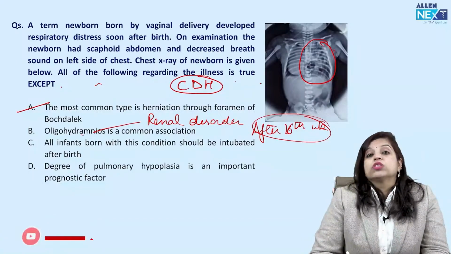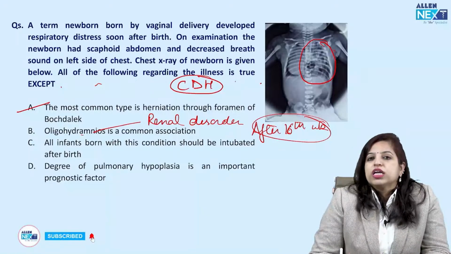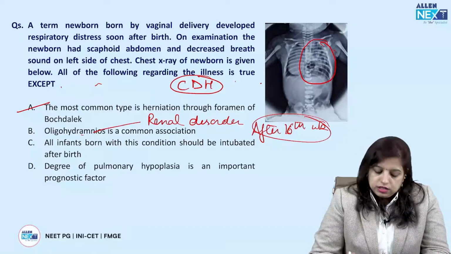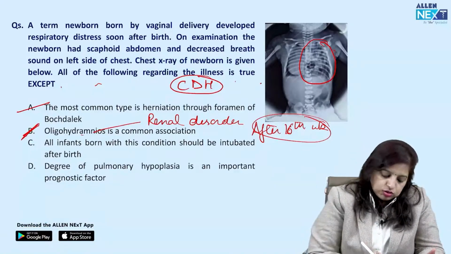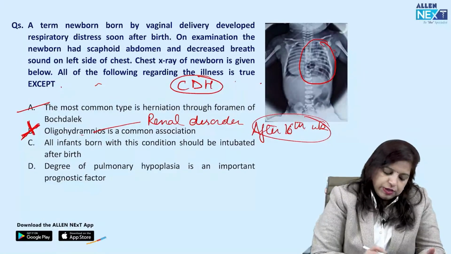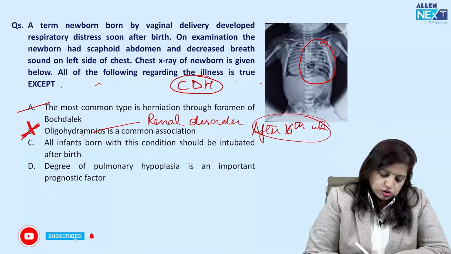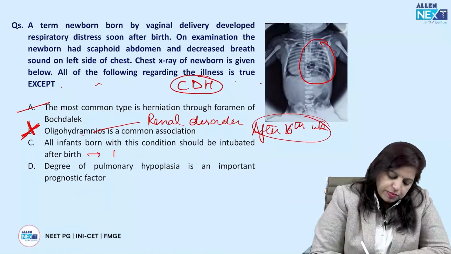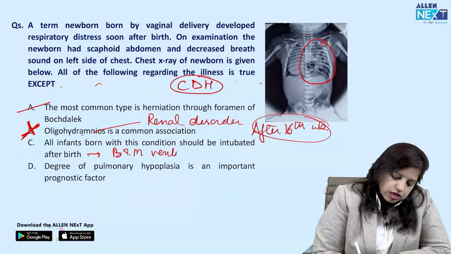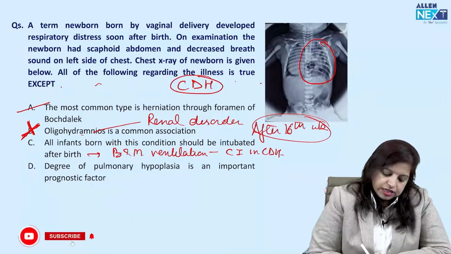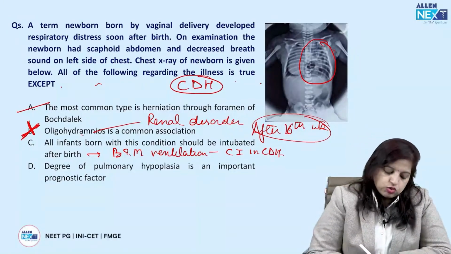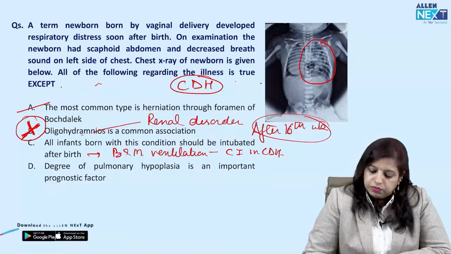In this case, we'll get to see polyhydramnios because the child is not able to swallow the amniotic fluid in this congenital diaphragmatic hernia. So this is, as I was telling you, the incorrect option. B is the incorrect option. Let us see the other options also. All infants born with this condition should be intubated after birth. Of course, yes, we know that bag and mask ventilation is contraindicated in congenital diaphragmatic hernia. Degree of pulmonary hypoplasia is an important prognostic factor. Of course, this is the correct statement. So here the correct option is option B, right?